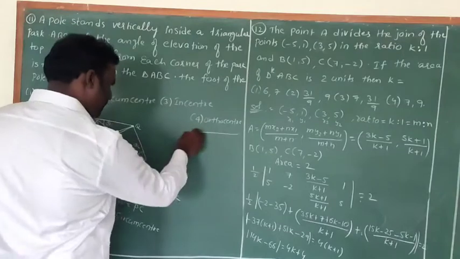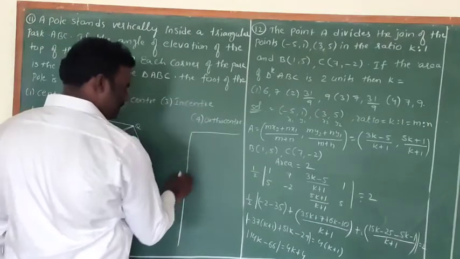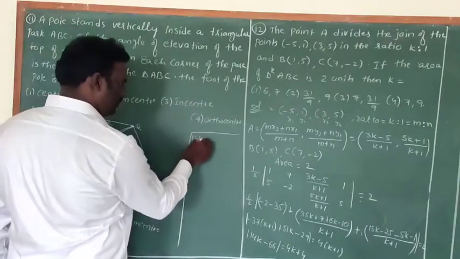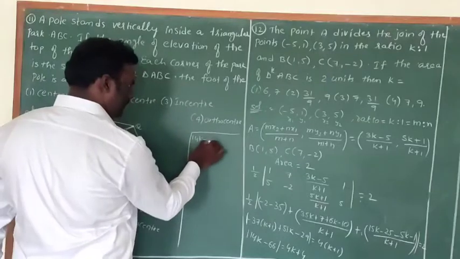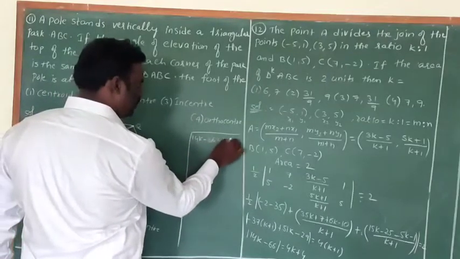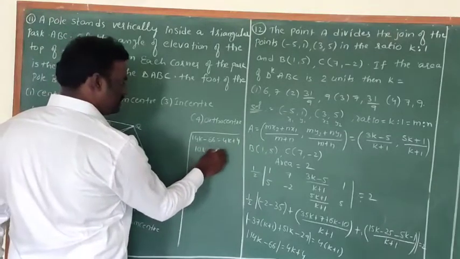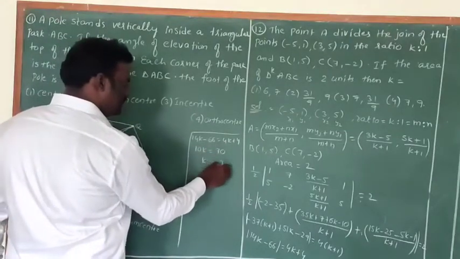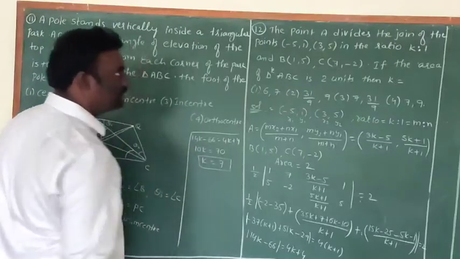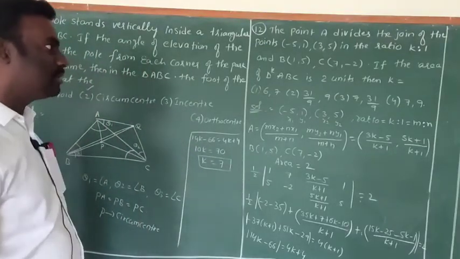Here I am doing the simplification. First I take plus: 14k minus 66 is equal to 4k plus 4. 10k is equal to 70. K is equal to 7. One value we will get. K equals 7.